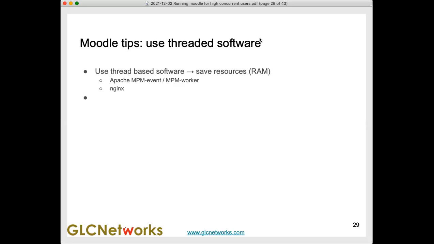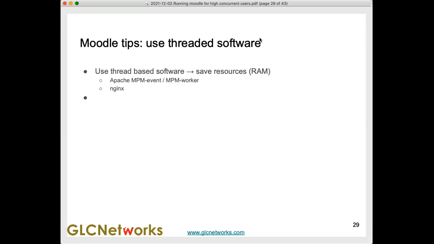Previously we had a bad experience when we used Moodle. We used Apache Prefork. Apache, a long time ago, only supported Prefork, which is process based. So every request will create a new process, and inside the process, it's bundled with PHP. So that's why it's very RAM consuming. Well, it's faster, yes, but it's very RAM consuming.